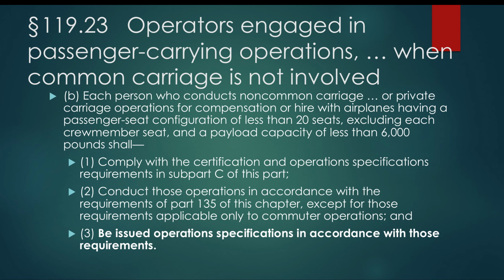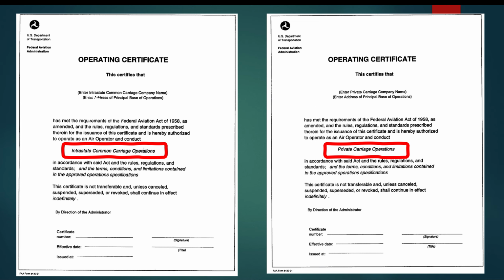And finally, if you need a visual example, here, let's do a visual example of it. Here's an operating certificate for common carriage operation and a different piece of paper, an operating certificate for private carriage operations. This is the example off of the FAA's FSIMS, basically the process they use to certify you as a commercial operator. You would get an operating certificate. So yes, whether you're common carriage or private carriage, you will still get an operating certificate for either one of those operations.